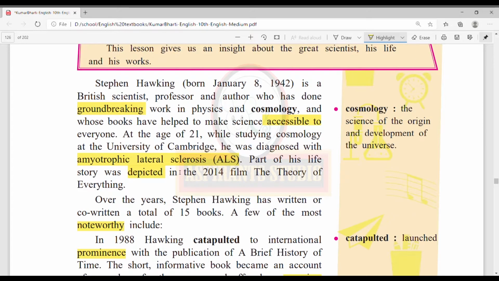Stephen Hawking is a British scientist, professor and author. His books have helped to make science accessible to everyone. At the age of 21, he was diagnosed with ALS, a disease that causes the death of neurons which control voluntary muscles. He has written or co-written 15 books.